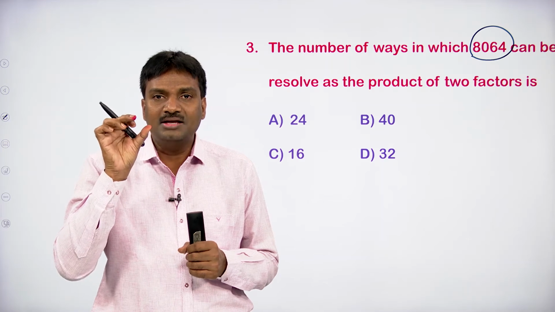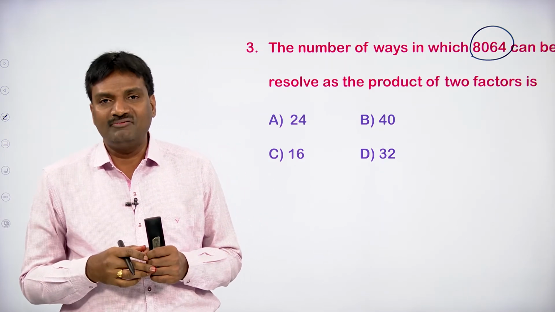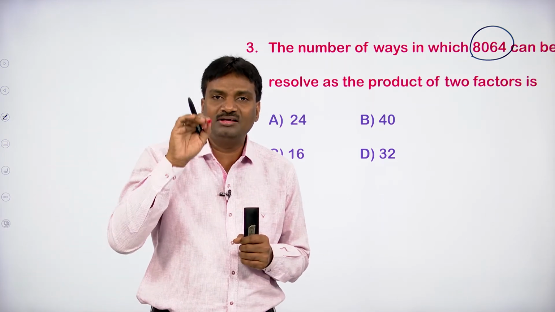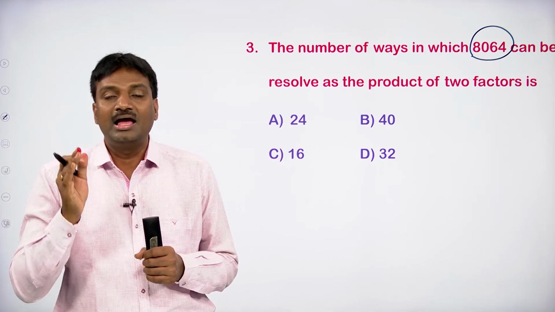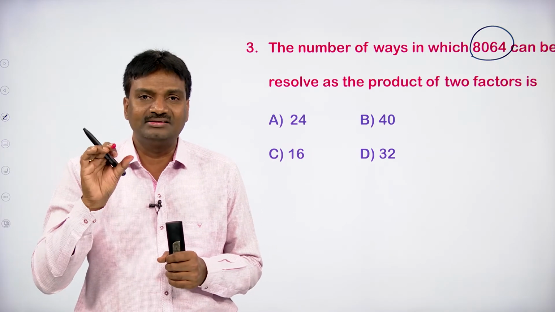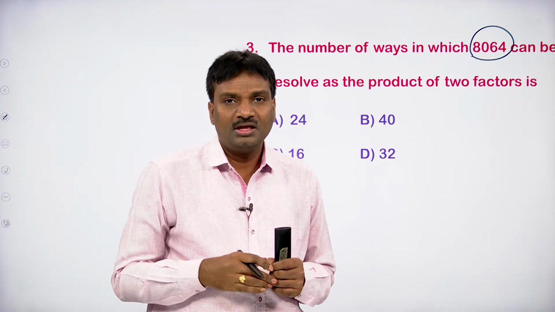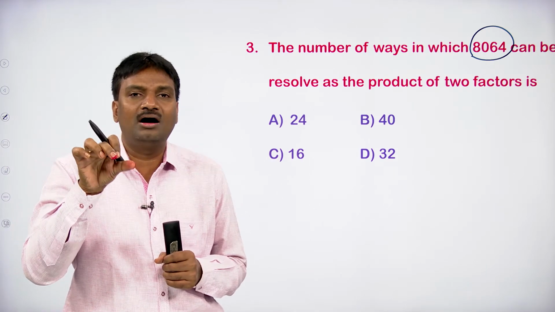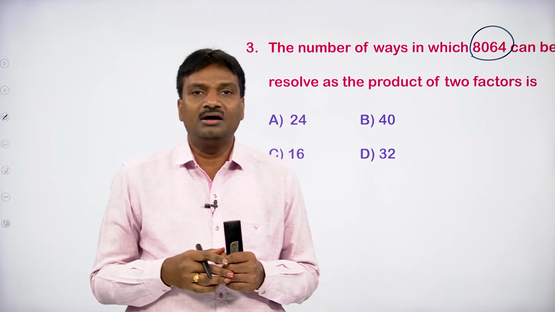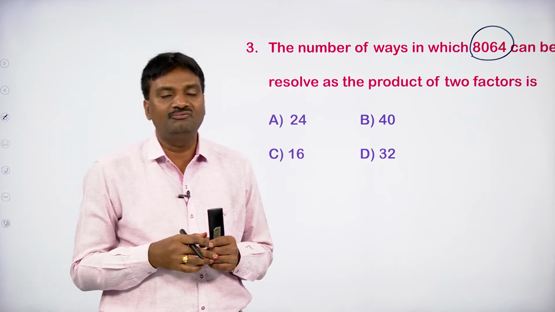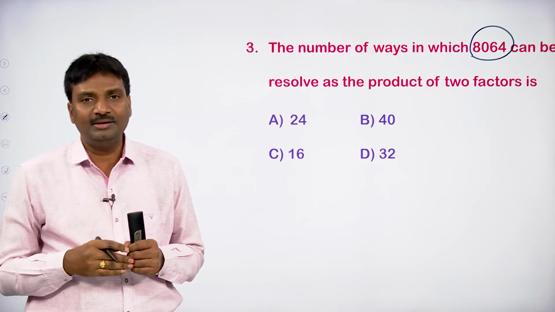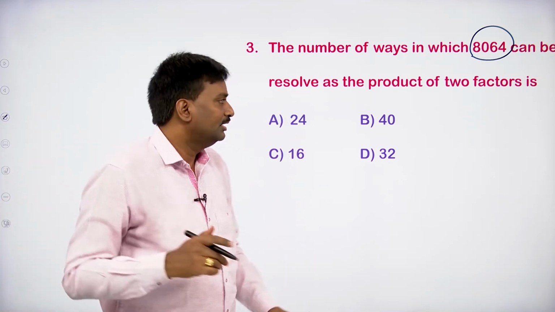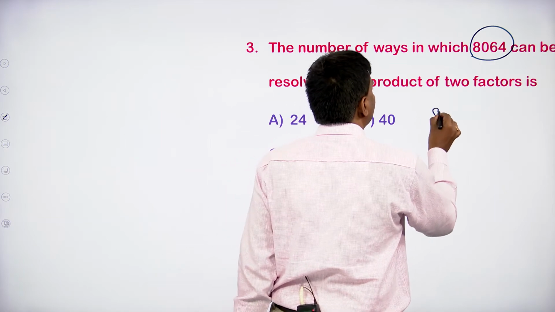If the given natural number is not a perfect square, then the number of ways of expressing the given number as the product of two factors is d of n by 2. In both cases, d of n represents the total number of divisors of capital N. So first let us take the LCM of 8064.